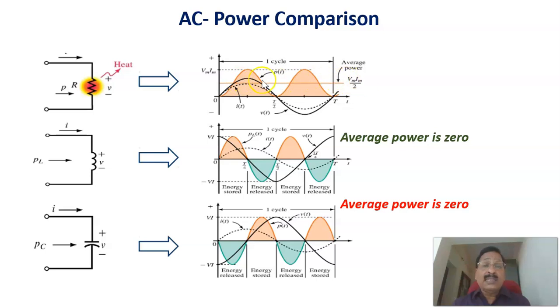The average power is given by the RMS value of the voltage times the RMS value of the current. Of course, it is equal to Vm Im divided by 2, that is, Vm by root 2 into Im by root 2, which is Vm Im divided by 2.